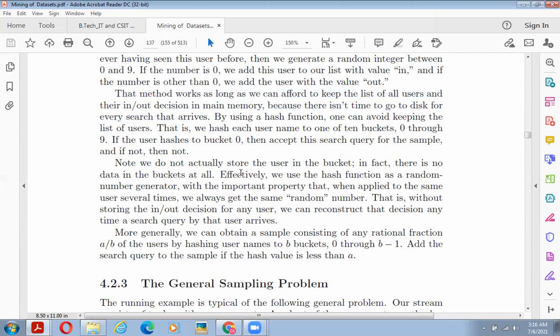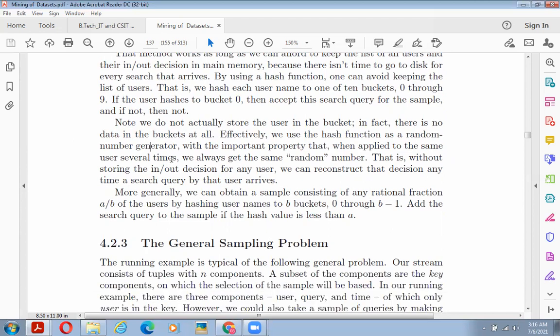So with the functionality of in and out, we are trying to decide every search on the disk by using our hash function, so we can avoid keeping a list of the users. 0 through 9. If the user hashes to bucket 0, then accept this search query for the sample. If not, then not. So now we do not actually store the user in the bucket. In fact, there is no data in the bucket at all. Effectively, we use the hash function as a random number generator with the important property that when applied to the same user several times, we also get the same random number.